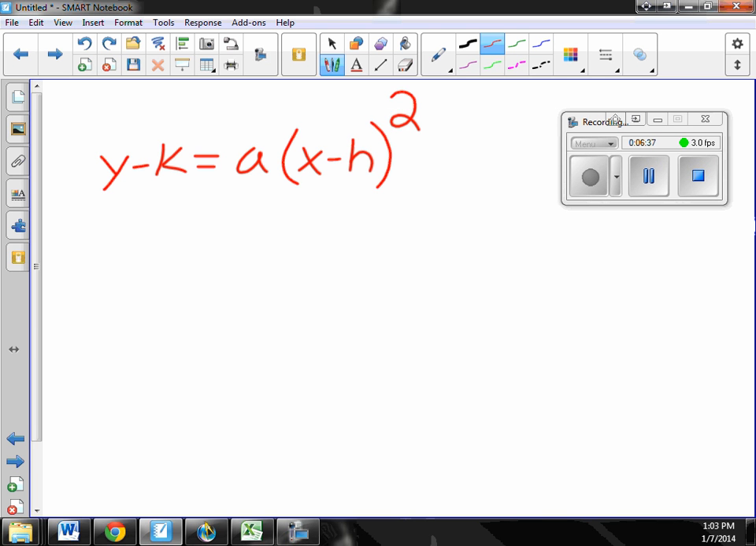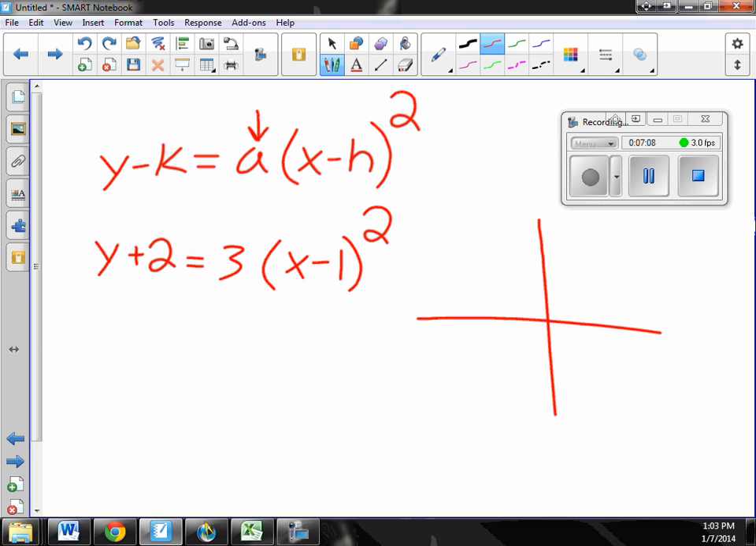So, a is the tricky part. If a is bigger than 1, so if you times it by 2 or 3 or 4, it's going to stretch it vertically, which makes it thinner. If a is less than 1, it's going to smash it vertically, which has the effect of making the parabola wider. So if I had y plus 2 equals 3 times x minus 1 squared, how would I graph that parabola?